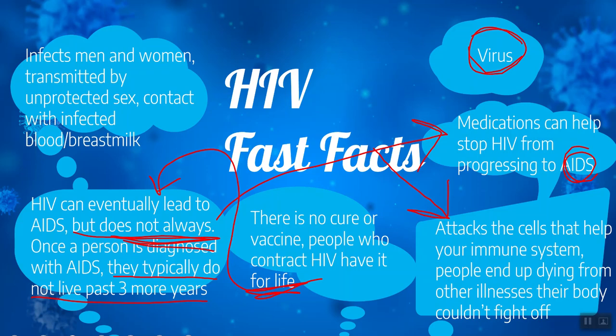HIV is completely non-discriminatory. It affects men and women and is an STI mostly because it can be transmitted by unprotected sex, but there are other ways people can contract HIV. Often, people who use intravenous drugs and are sharing needles with other people can contract HIV that way because they have now contaminated their own blood with the blood of somebody that has HIV, and it is spread that way.